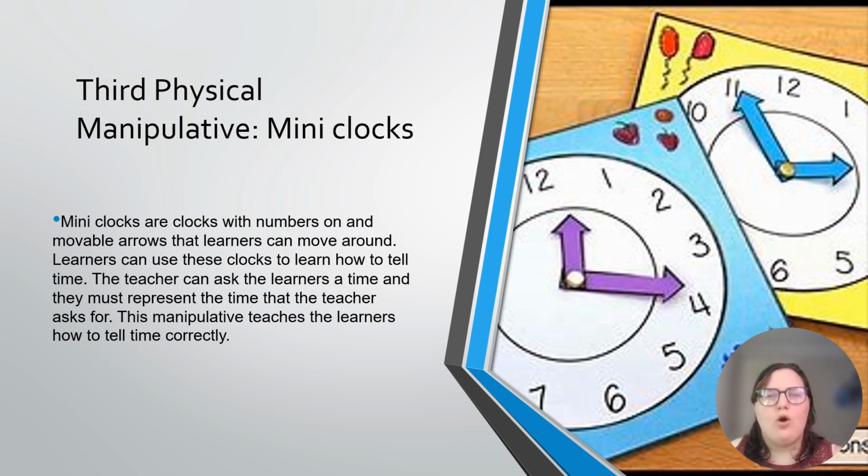The last example of a physical manipulative that I'm going to be teaching is mini clocks. Mini clocks are clocks with numbers on and movable arrows that learners can move around. Learners can use these clocks to learn how to tell time. The teacher can ask the learners a time, and they must represent the time that the teacher asks for. This manipulative teaches the learners how to tell time correctly.